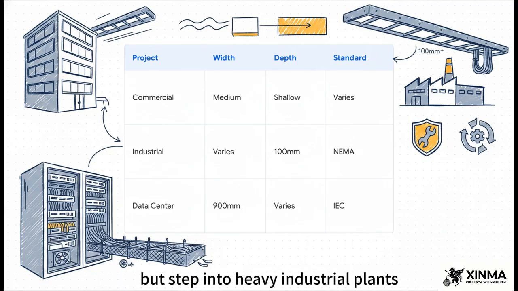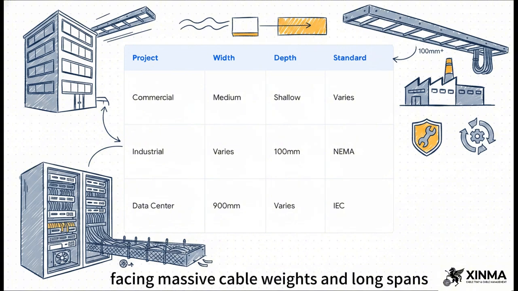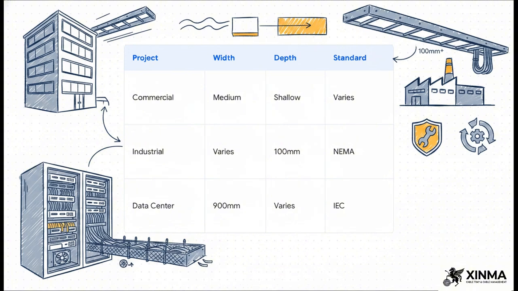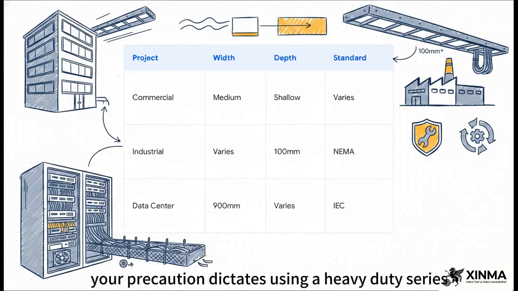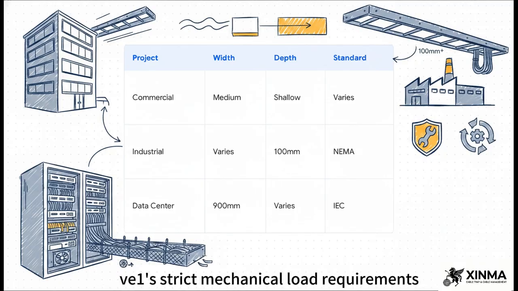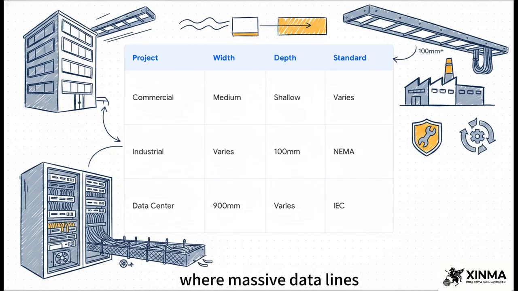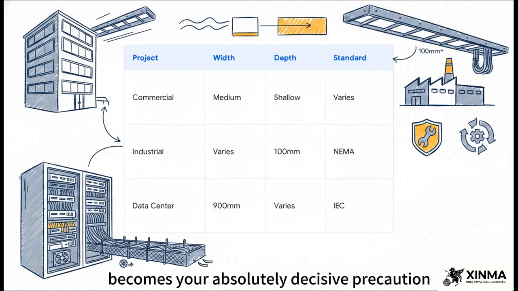But step into heavy industrial plants facing massive cable weights and long spans. Your precaution dictates using a heavy-duty series complying with NEMA VE1's strict mechanical load requirements, typically maxing out at 100 millimeters deep. Conversely, if you're building a data center where massive data lines demand widths nearing 900 millimeters, well, strictly adhering to IEC 61537's fill ratio standards for ultimate heat dissipation becomes your absolutely decisive precaution.